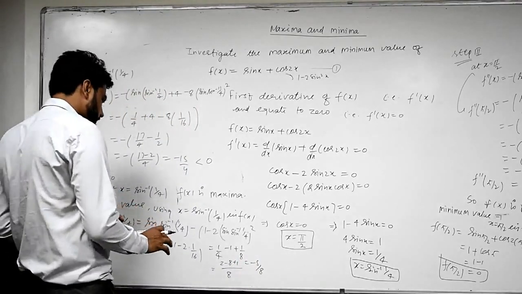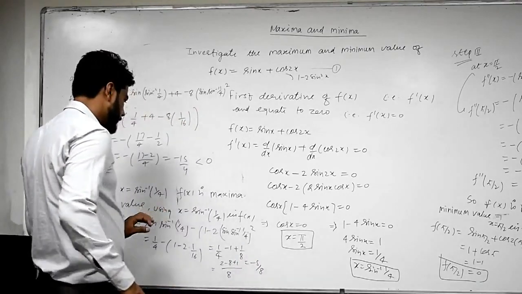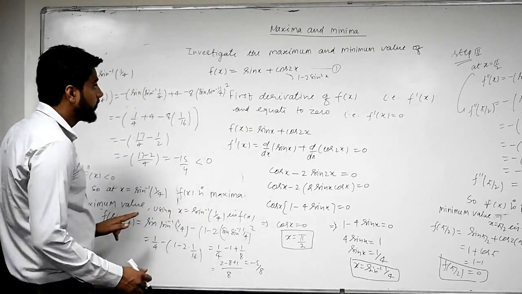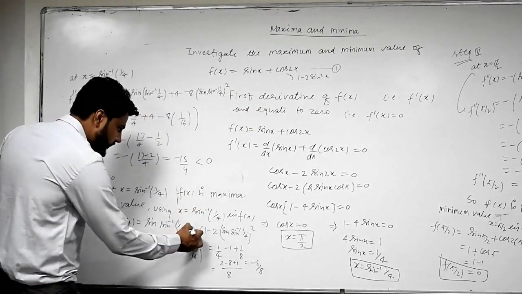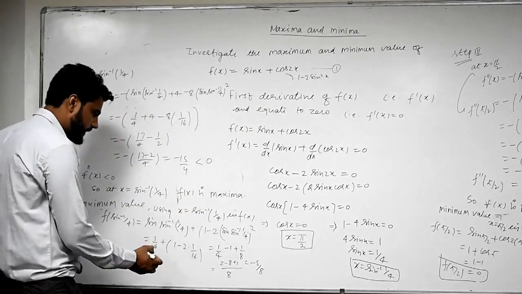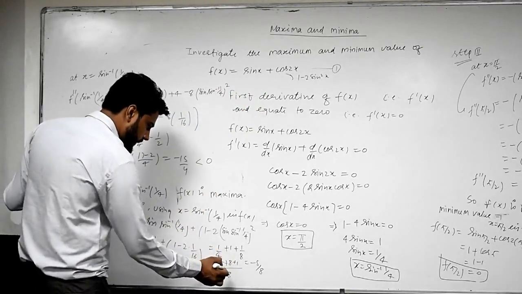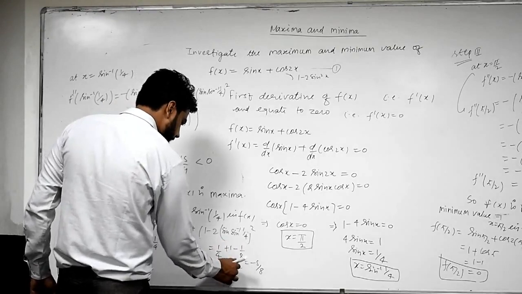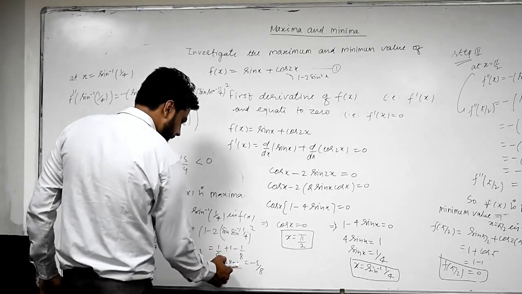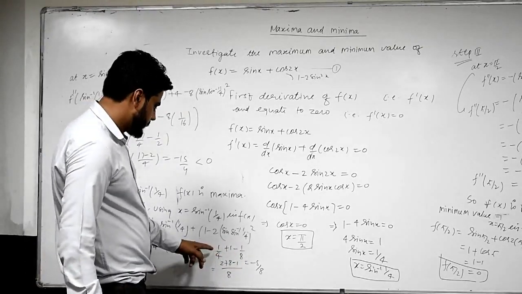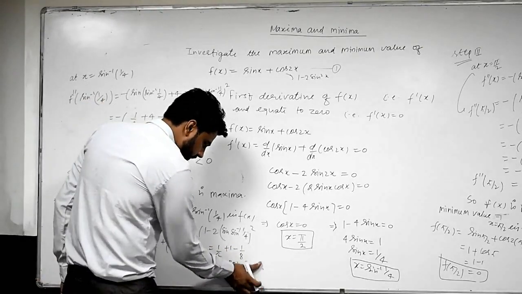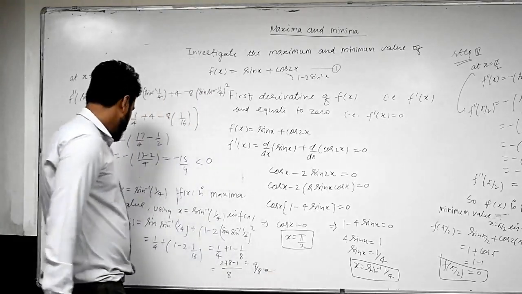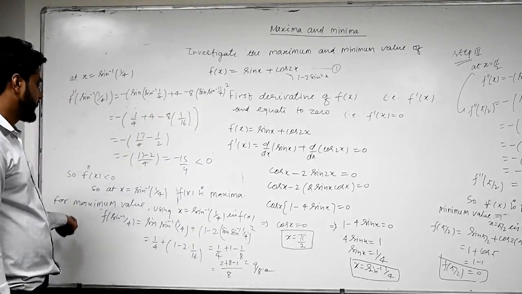So something is wrong in this. Cos 2x is 1 minus 2 sin square x, right? This is the plus sign, this is the plus sign, and this is minus. So 8 plus 10 minus 1 gives 9 by 8. This is the maximum value of the given function.